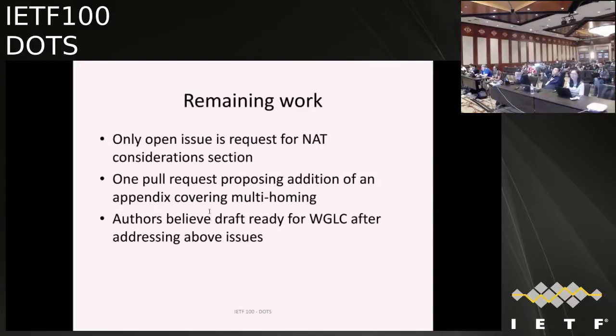So the only open issue right now is the request for a NAT consideration section. However, we do have one pull request proposing an addition of an appendix covering multi-homing. We've had some discussions among the draft team, and we're not sure that the full appendix is something that we need to have, but potentially some minor additional work regarding multi-homing. And when we have that complete, we do believe we're ready to press forward with the working group last call.